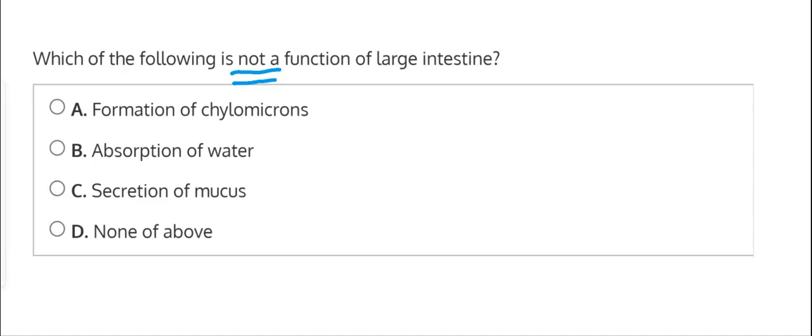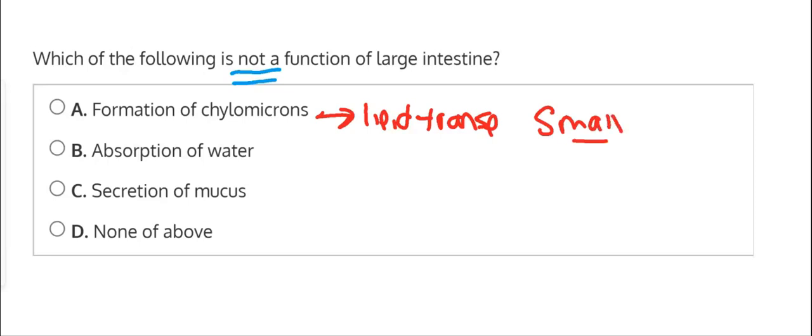So option A says formation of chylomicrons, and the chylomicrons are used for the lipids to be transported. So any sort of fat, it helps with its transport through the digestive system, so lipid transport. However, this is something that occurs within the small intestine. The small intestine, and this question is not asking about the small intestine, it is asking about the large intestine.